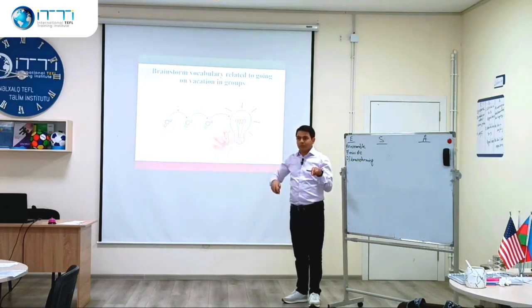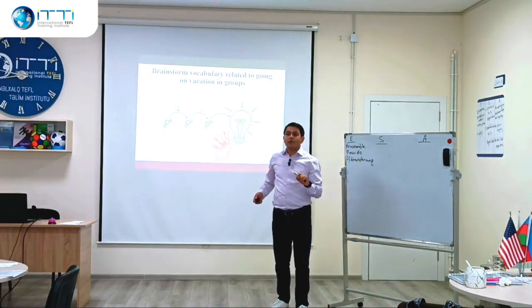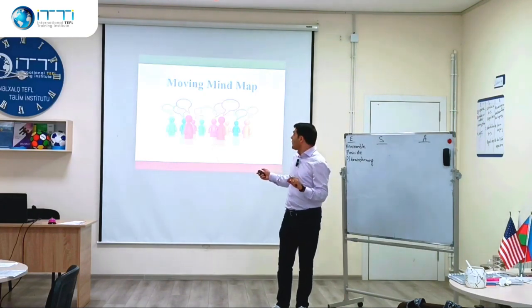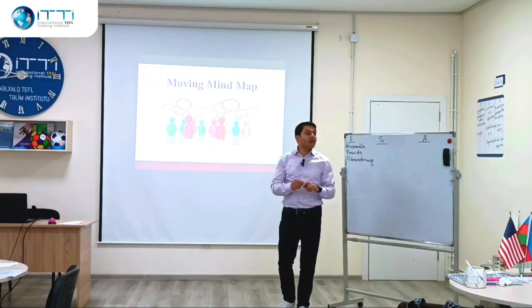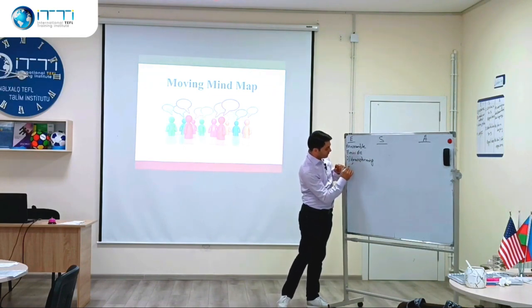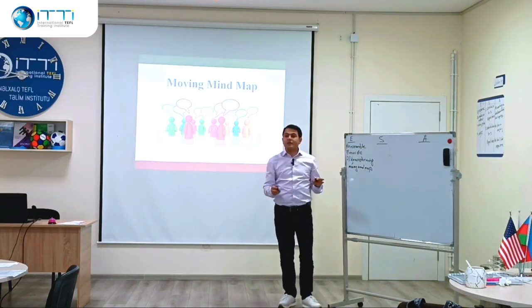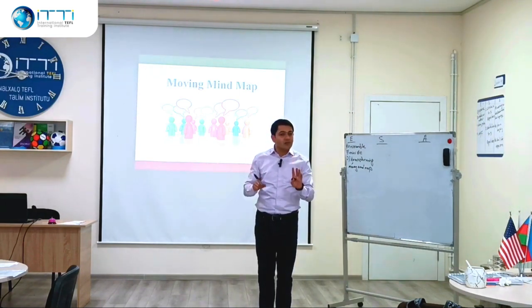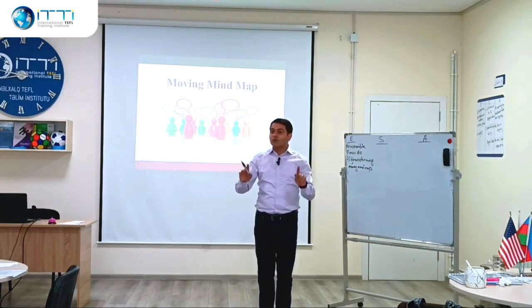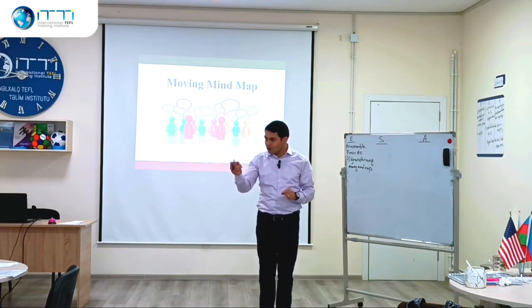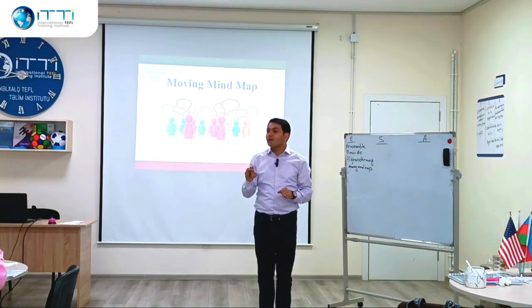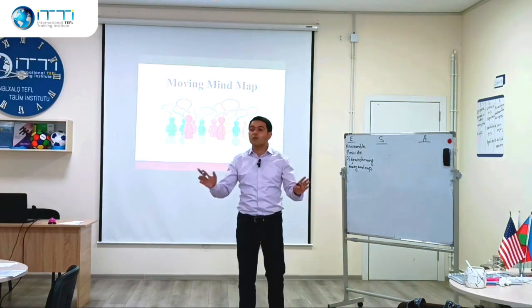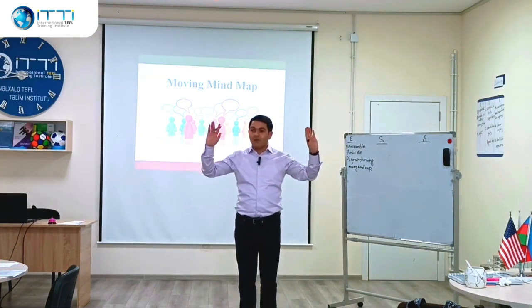Then you wrote it. After it, what came? What was the name of the activity? Moving mind map. Brainstorming. So, in brainstorming, what did I say? Choose a spokesperson. Don't say speech person or something like that. Choose a spokesperson. You chose. Then what did I say? Spokespeople. Stand up and wait.